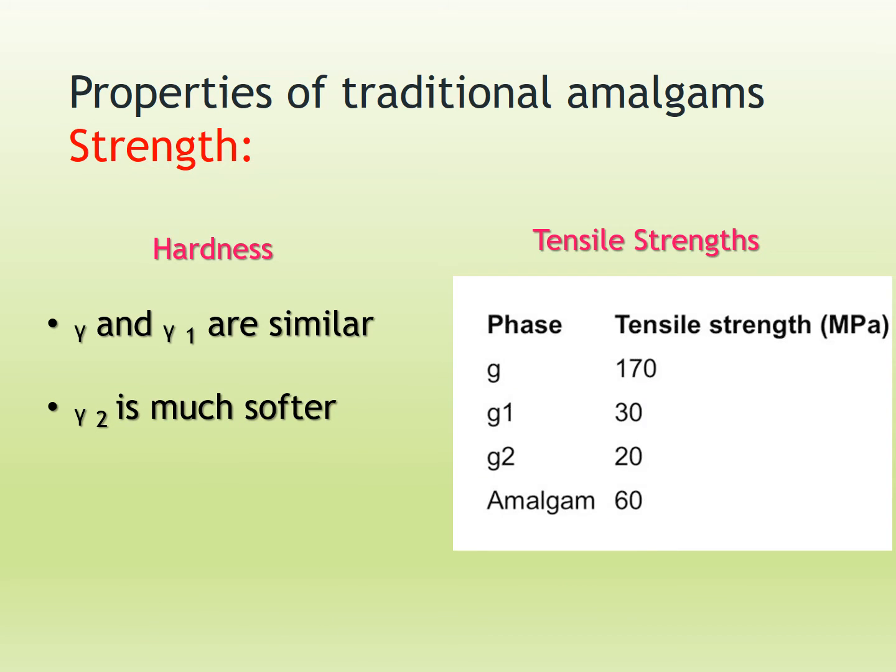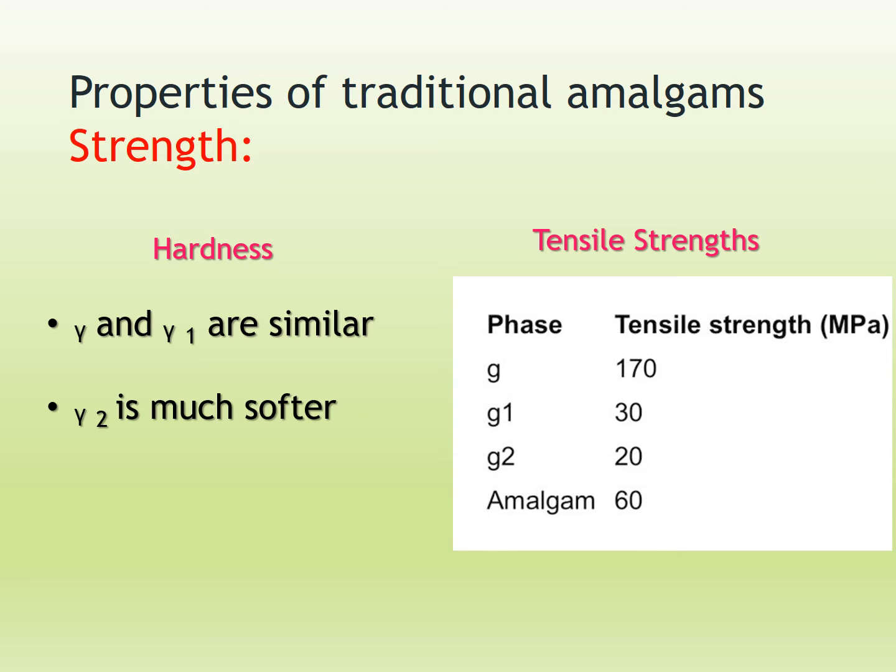Properties of traditional amalgams. Let us talk about strength. The strength of the amalgam is extremely important, since the restoration will be able to withstand considerable loads generated during mastication. And the final strength of the amalgam will be a function of the properties of the individual phases.